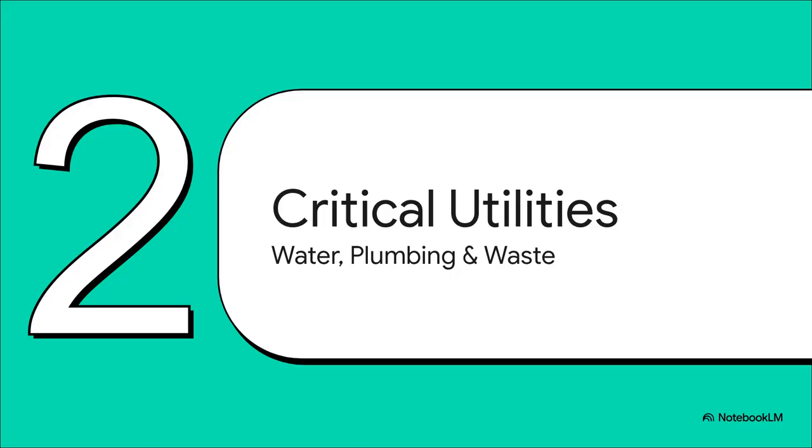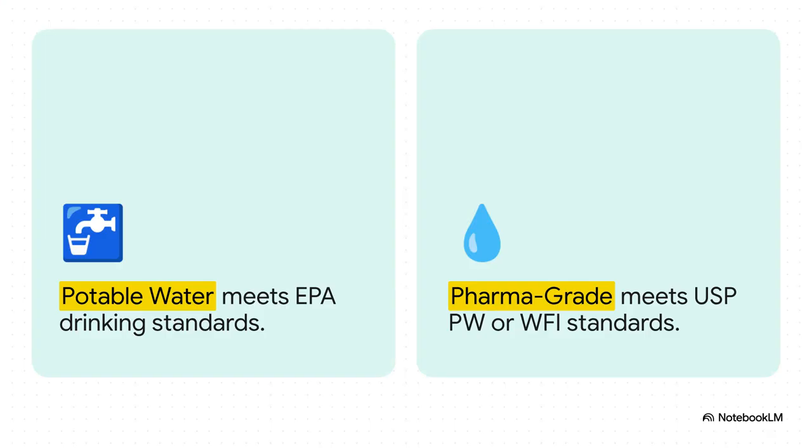Moving on to Section 2, critical utilities, water, plumbing, and waste. Section 211.48 requires us to rigorously police our water streams. It's essential to clearly contrast potable water, which just meets standard EPA drinking water standards, against pharma-grade water, which has to meet rigorous USP standards, like purified water or water for injection.